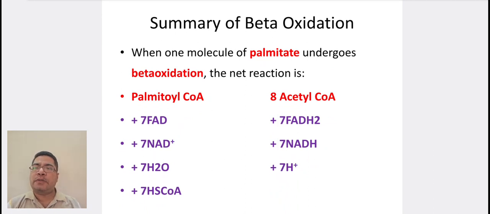Coming to summary of beta oxidation. When one molecule of palmitate undergoes beta oxidation, the net reaction is written as palmityl CoA is converted to 8 acetyl CoA, plus 7 FAD is converted to 7 FADH2, plus 7 NAD+ is converted into 7 NADH, plus 7 H2O gives 7 H+, and lastly 7 CoA-SH is added to the palmitate.